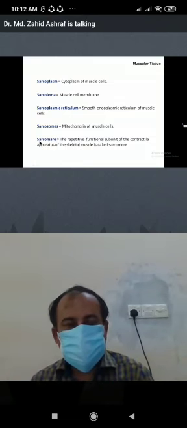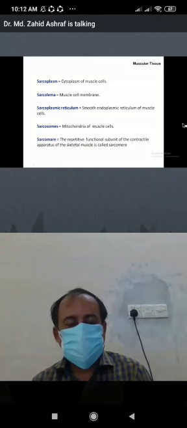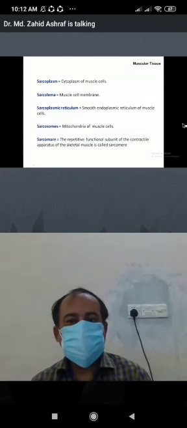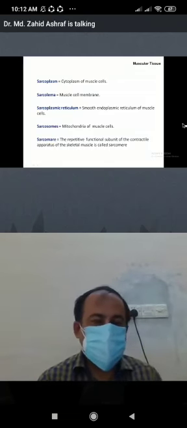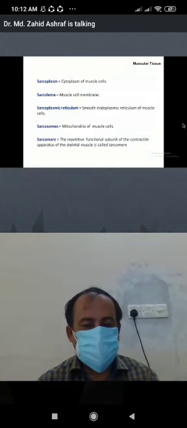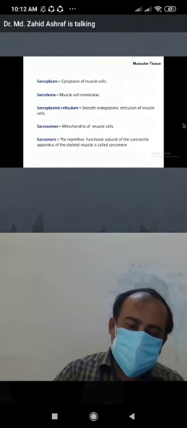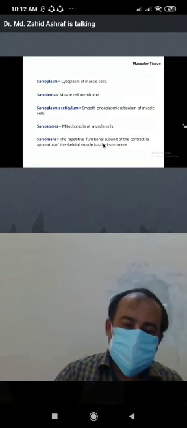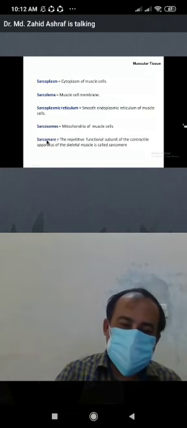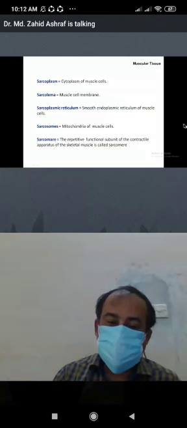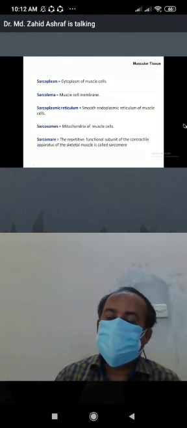We know that in skeletal muscle and cardiac muscle, there are contractile units. These contractile units are formed by two types of filament. One is thin filament, another is thick filament. Thin filament is called actin, and thick filament is called myosin. Actin and myosin combined form a contractile unit of a skeletal muscle. This single contractile unit is called sarcomere. So by definition, the repetitive functional subunit of the contractile apparatus of a skeletal muscle is called sarcomere.